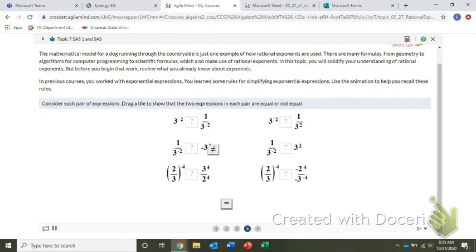So that is not equal. But the one to the right of it says 3 to the negative 2 equals 1 over 3 squared. Is that correct? That is correct because it changes the sign.